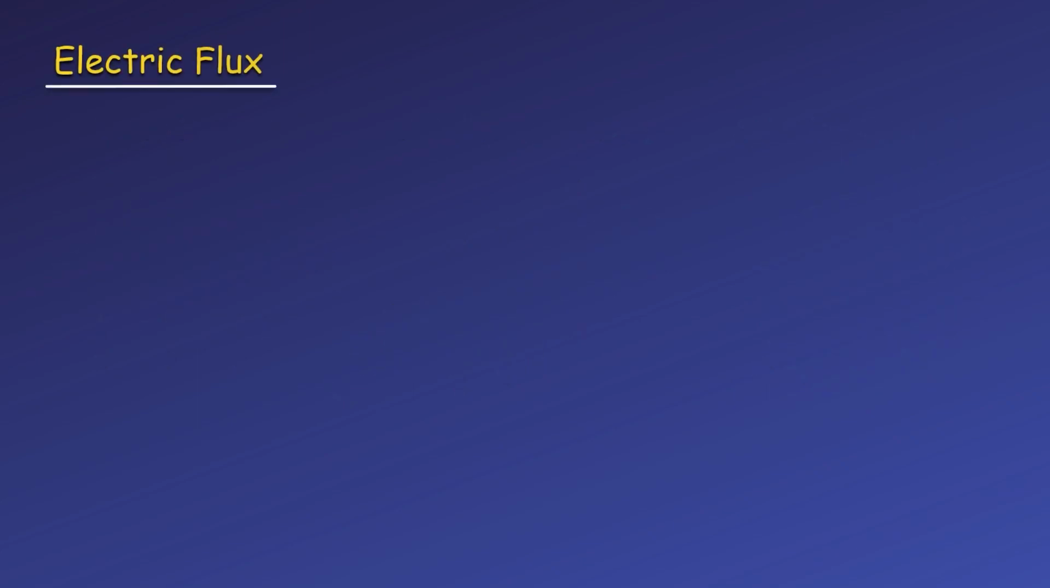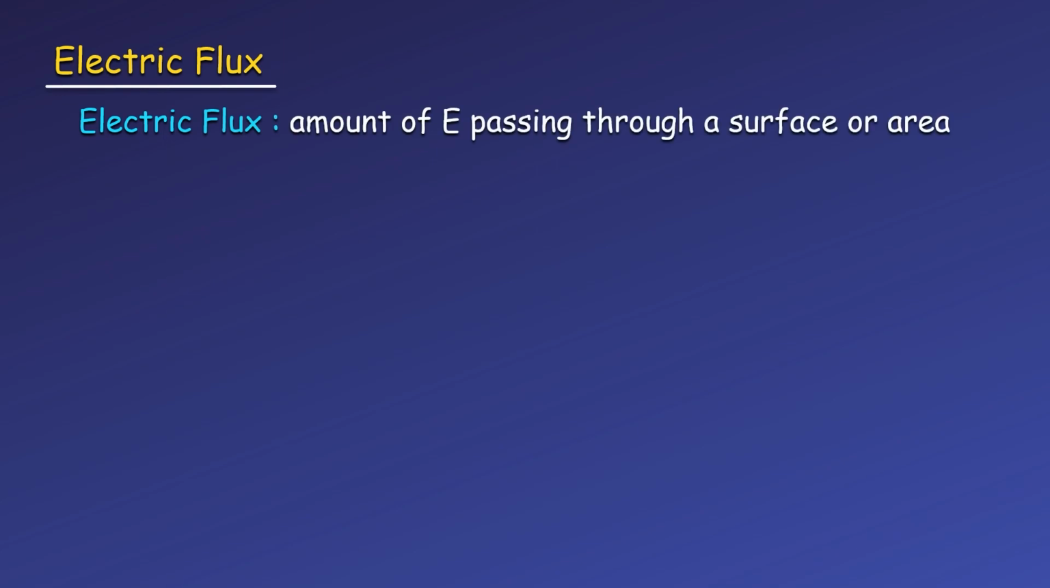Now let's talk about electric flux. Flux in general can be thought of as the flow of something through a surface or area. So air flowing through the area of a window could be thought of as air flux, for example. Similarly, electric flux is the amount of electric field passing through a surface or area. We'll denote electric flux with a capital Greek phi and use a subscript E for electric flux. This is because we'll eventually have magnetic flux later.